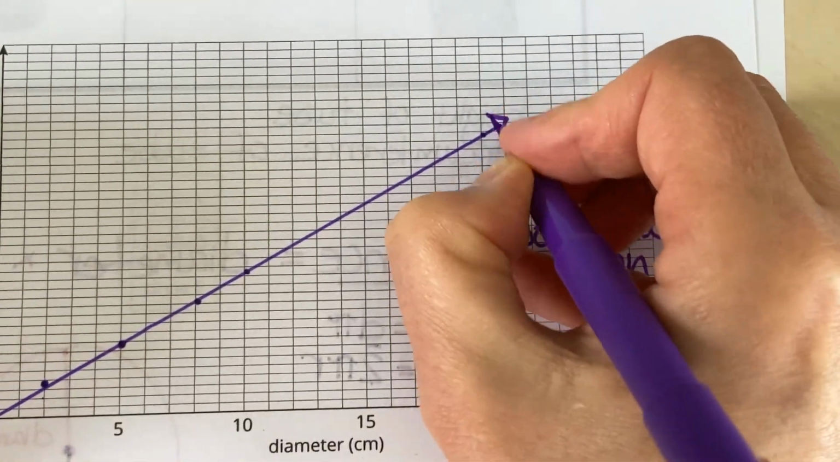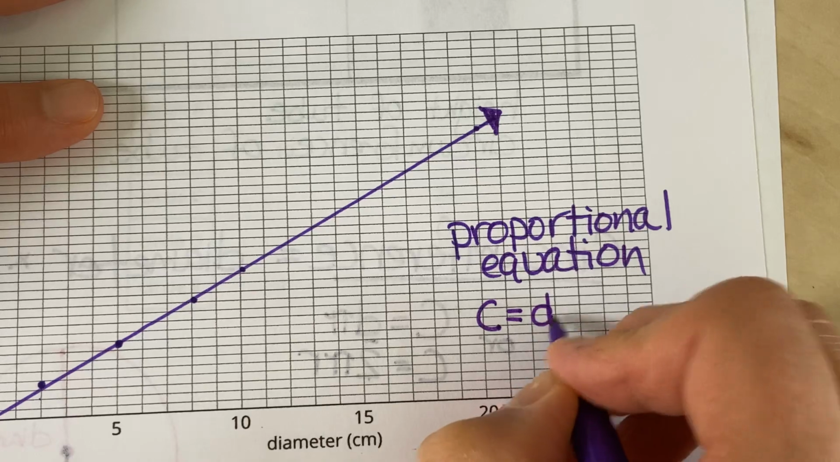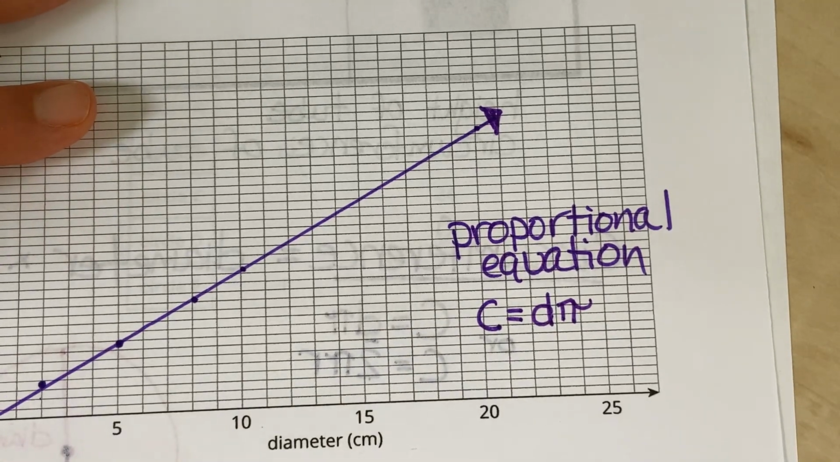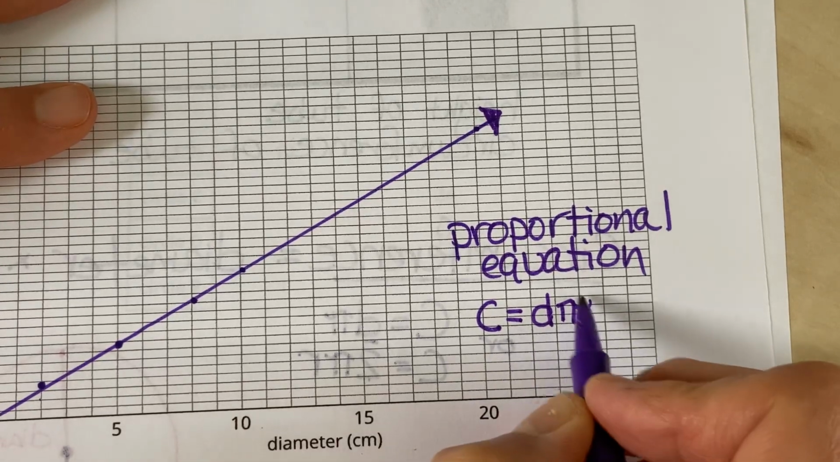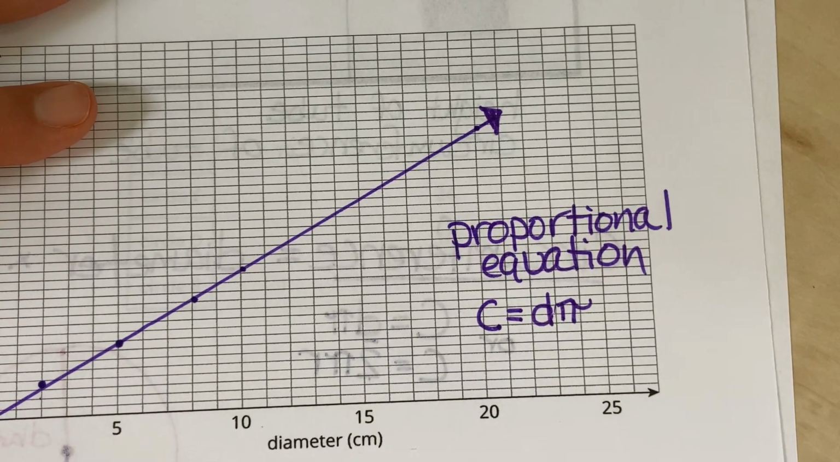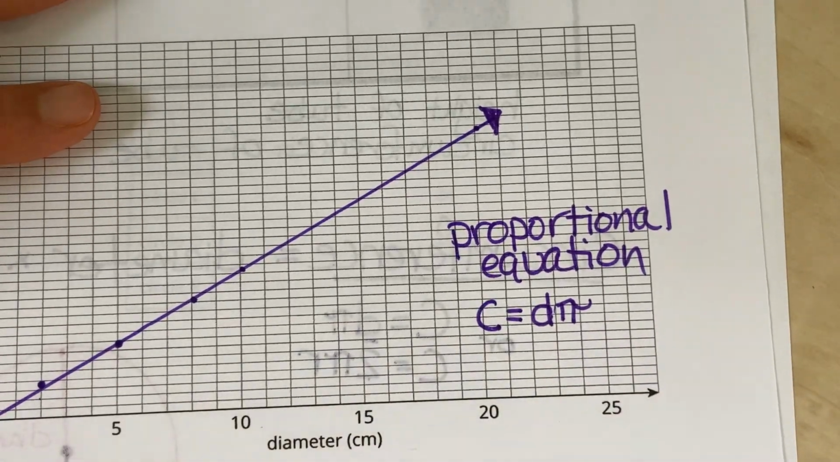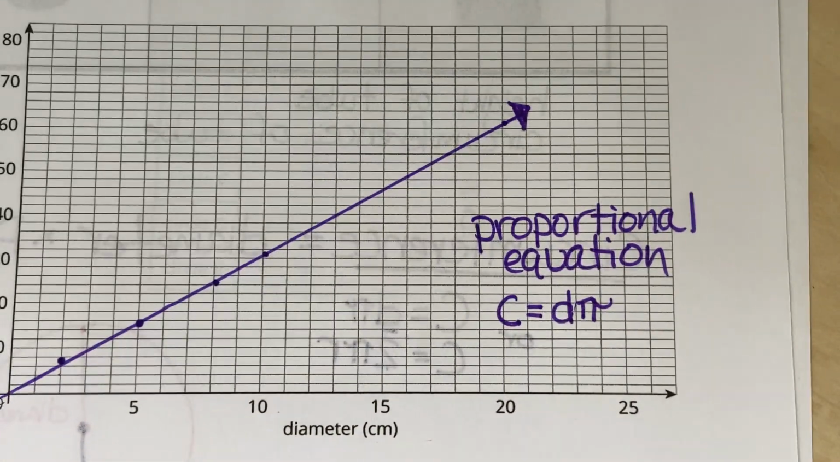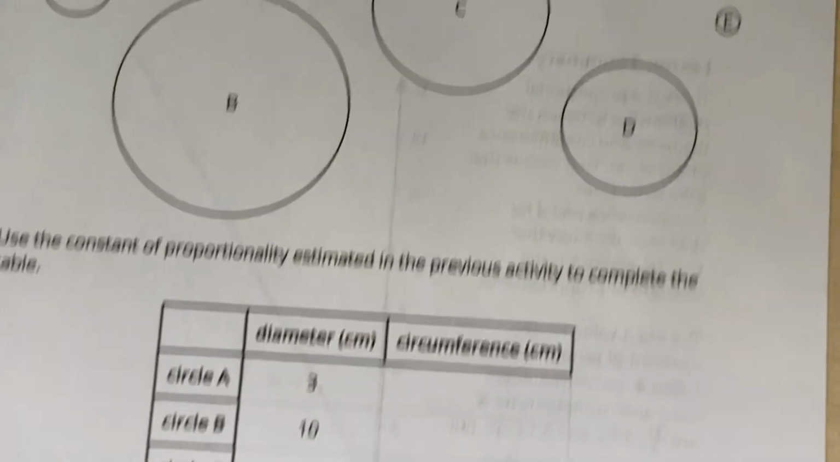It's going to keep going like that because circumference is diameter times pi, okay? So this is like my y, and this is like my x. This is my number. This would be my 3.14, okay? So there's no plus or minus with it, so it's a proportional relationship, okay? Just so you know, it will keep going up.